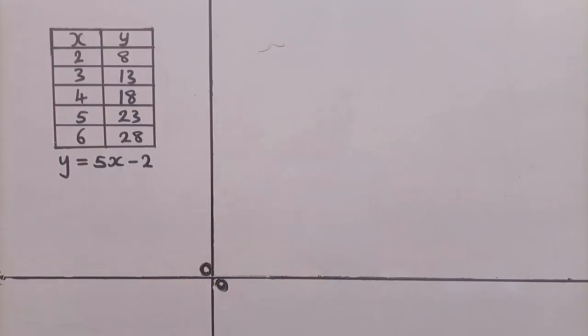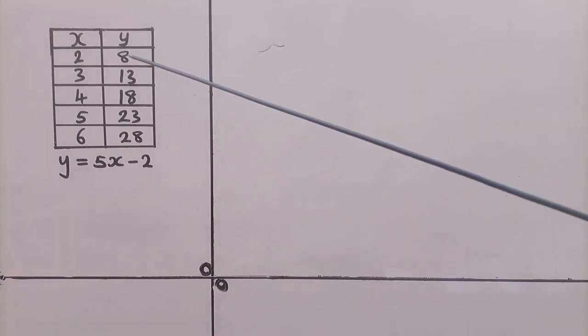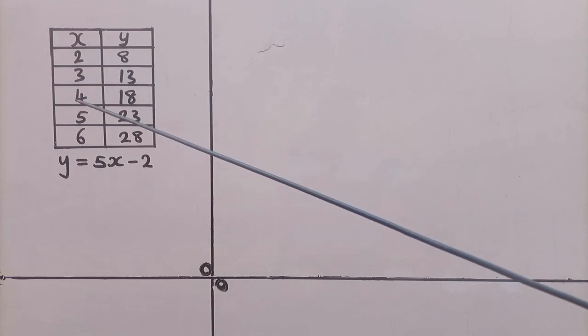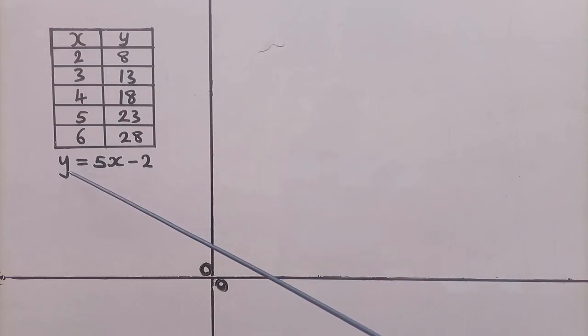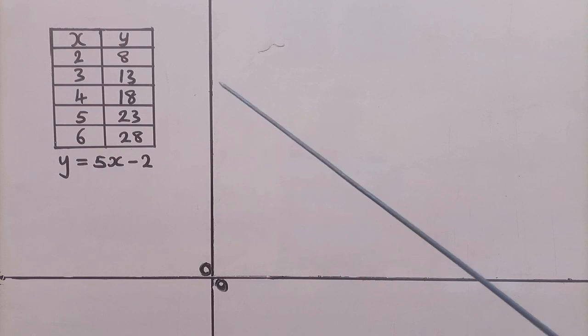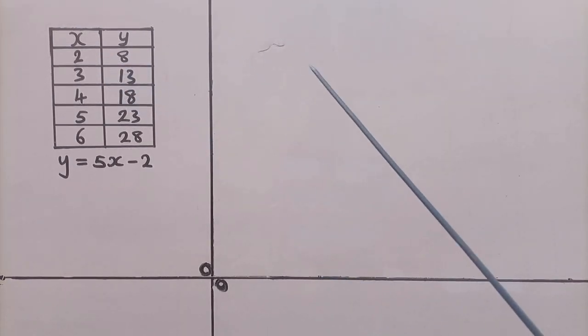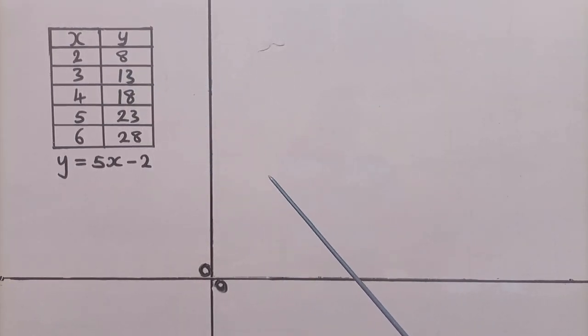Let us see a second example of how to sketch an equation on a Cartesian space. Recall, we've seen this table before. We also recall that this equation, y is equal to 5x minus 2, was what we got by hypothesis from this table. Let us use this Cartesian plane to sketch this table. In other words, let us use this space to sketch this equation.